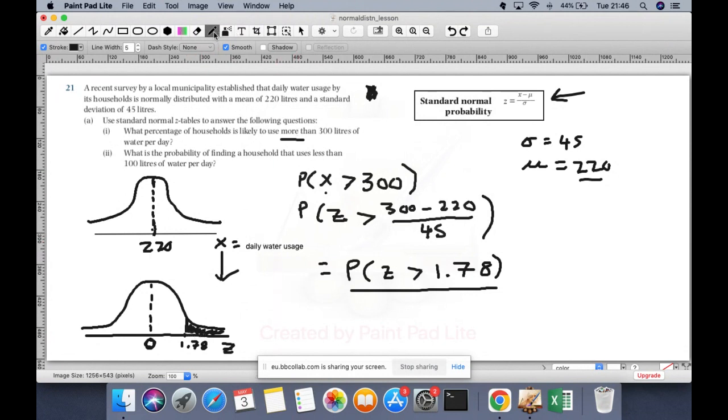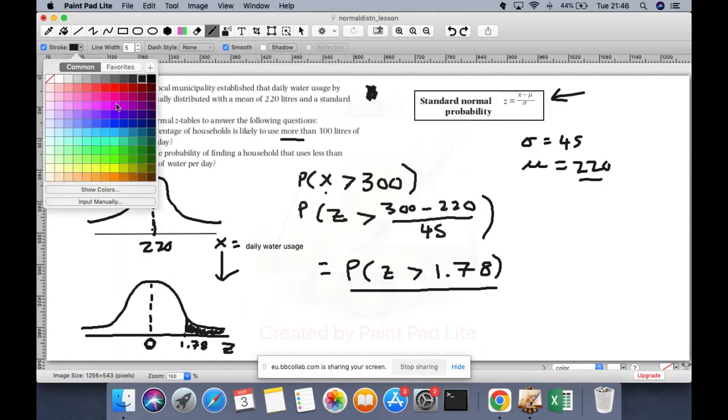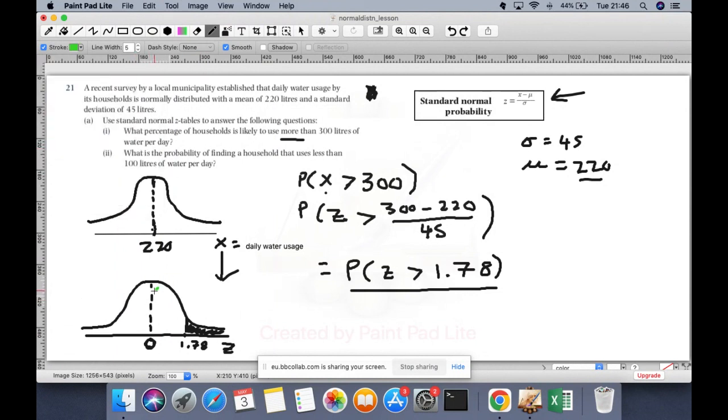Now the thing is, in your textbook, and I'm going to use a different color here, your textbook gives you this area instead. It gives you any area from 0 to a z value. If you tell it what the z value is, it will give you the area from 0 to that z value. All right. Now we can use this to get the black area. What you must know is that the entire area under this curve is 1.